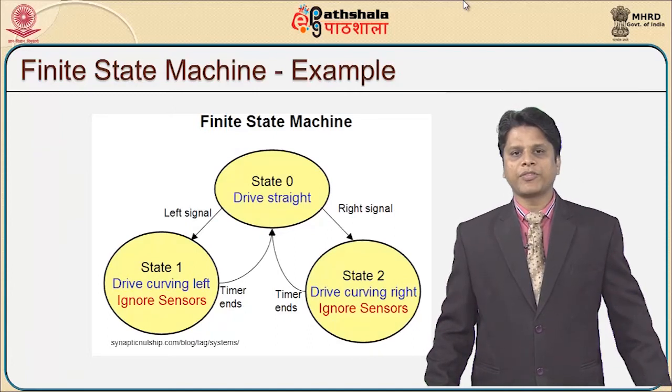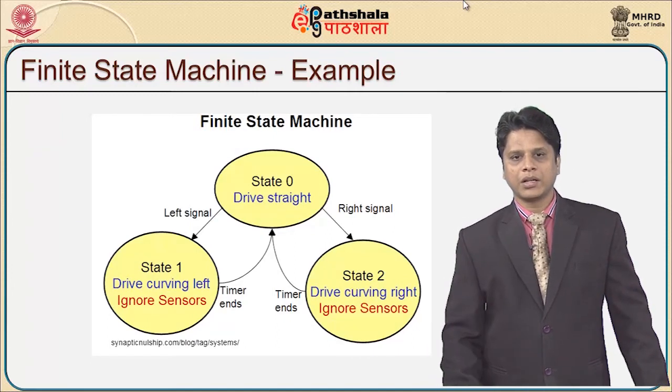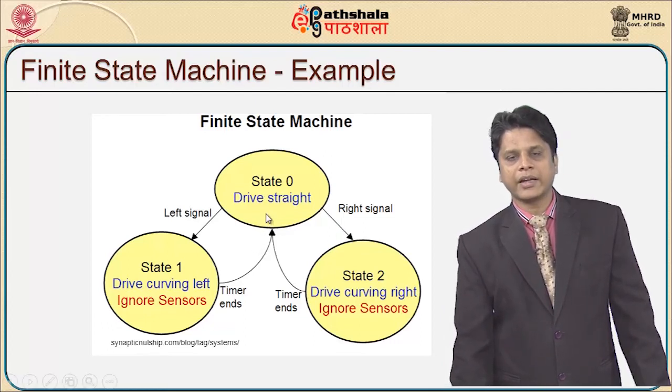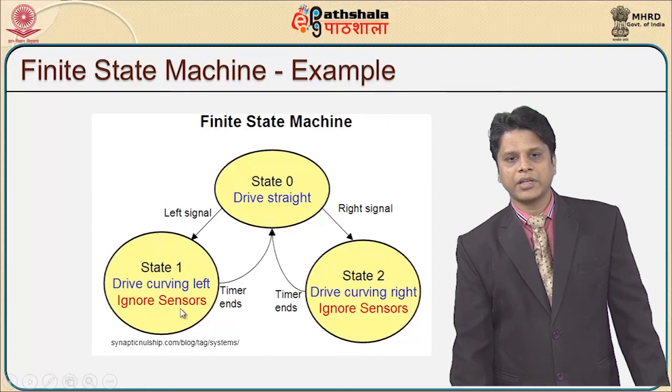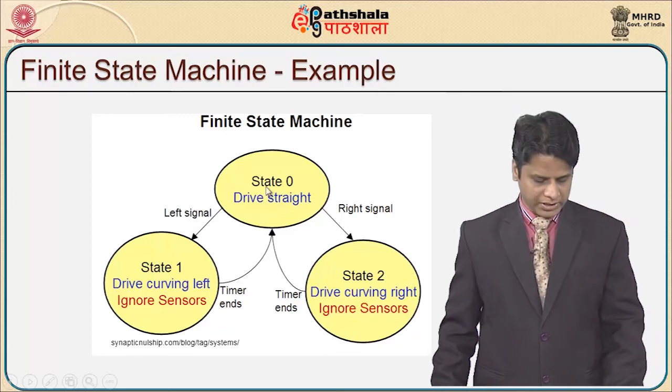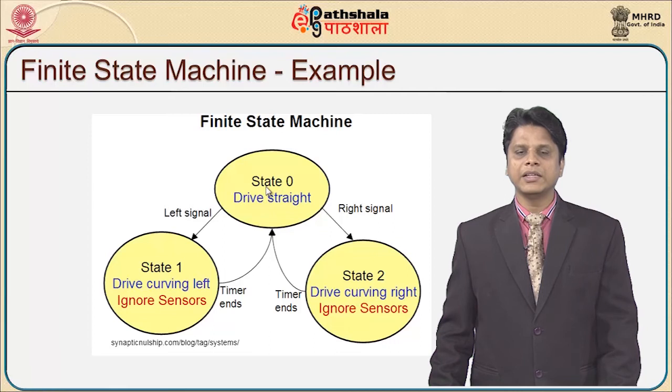This is one such example of a finite state machine where, on a traffic signal or on a road, I can instruct the driver whether he has to go straight. State 0 mentions a straight, there is a left signal, there is a right signal, and drive curving left, ignore sensors, it ends the time, so it goes back to the previous state. Whereas if I take a right signal, then drive curving right, ignore sensors, then it goes back to the previous state. So this basically gives the state wise explanation.